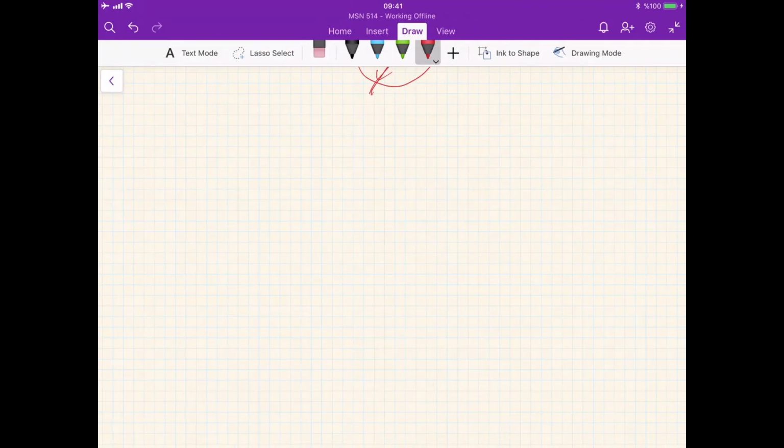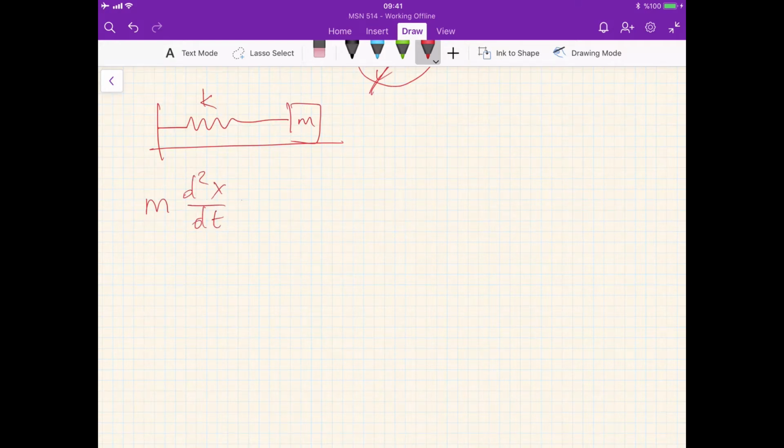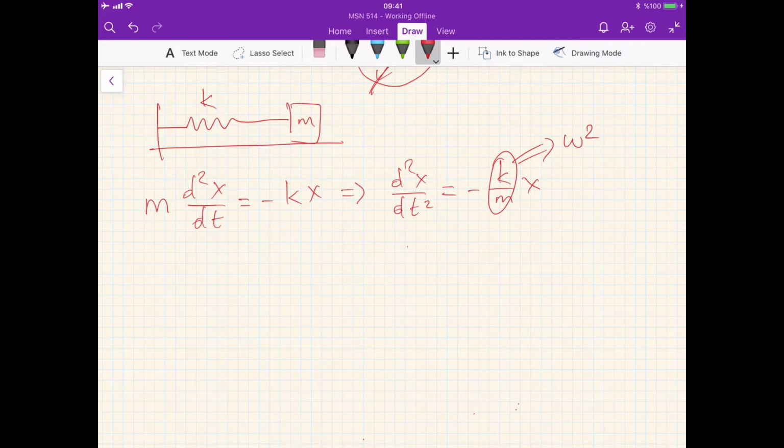So let's, for example, look at a simple harmonic oscillator. What was the equation for it? M times the acceleration is equal to minus kx, right? So you can write it down as d squared x over dt squared equals minus k over m x. Okay. May I call this omega squared? Yes? Then I will also call v, the velocity, equal to dx over dt. Then I can say that dv over dt is equal to minus k over m x.